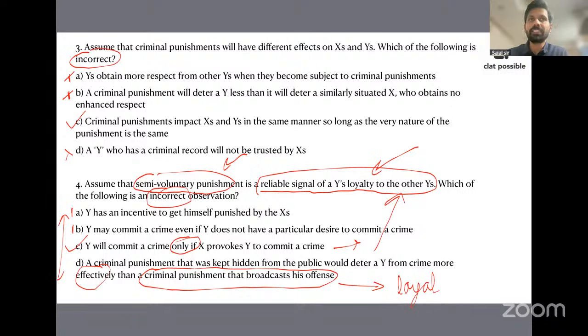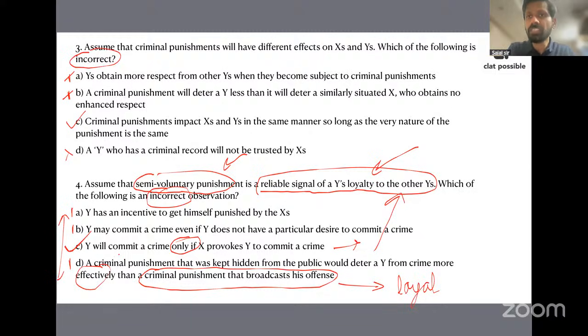If, for example, stealing from X makes me a hero, right, and that is broadcasted, I'll tend to do it more. And compared to some other criminal punishment, which is not in the public eye, which is hidden from public, that I'll not do because I don't have much motivation to do it. So D also aligns with the passage. C is correct here. Okay.